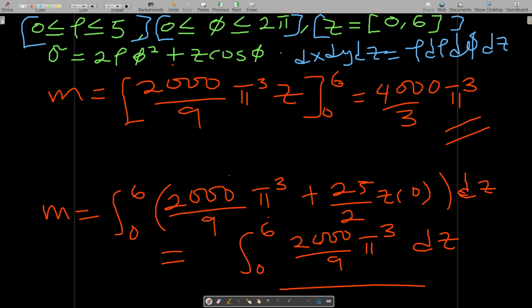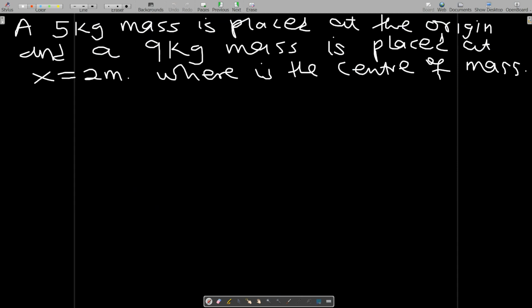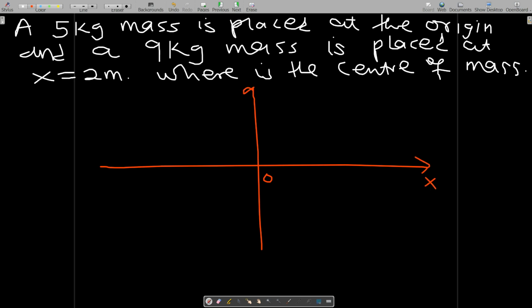Alright, so let's move to the next one. A 5 kg mass is placed at the origin, and a 9 kg mass is also placed at x equals 2 meters. Where is the center of mass? Let's try to draw a coordinate plane and see. This is the origin, this is my x coordinate, this is my y coordinate. A 5 kilogram mass is placed at the origin, so at this point there's a 5 kilogram mass, and a 9 kilogram mass is placed at x equals 2. Let's say this is 2 meters here.